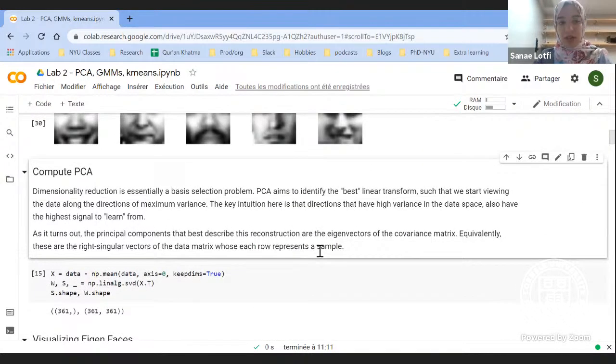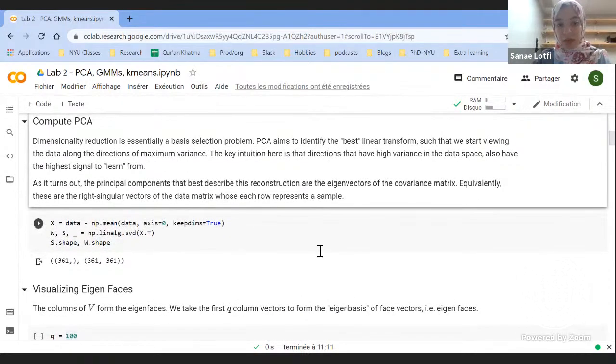So here we want to use PCA for this task, and PCA aims to identify the best linear combination, or the best linear transformation, that we can use such that we view the directions with maximum variance. Now, the idea behind this, as Andrew explained, is that the directions that contain the maximum variance also contain the highest signal that we can learn from. So here, the principal components that best describe this construction are the eigenvectors of the covariance matrix.